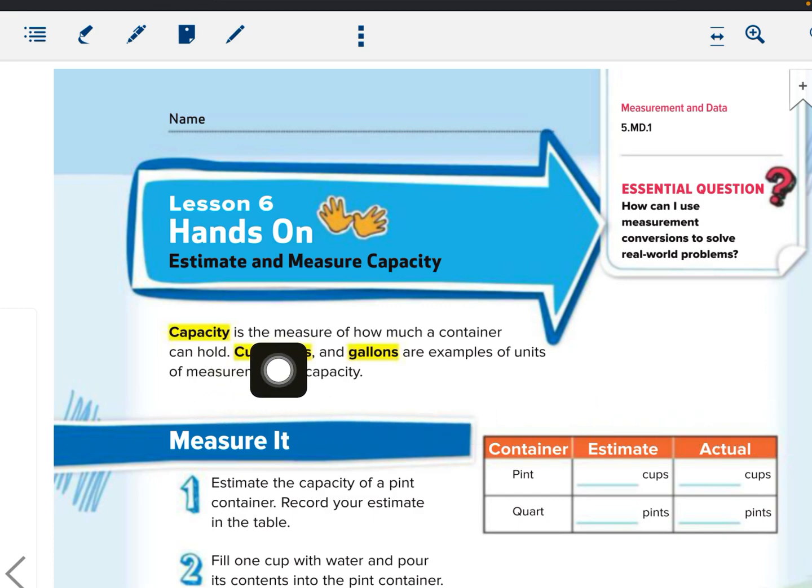Now, when you hear the word capacity, it is the measure of how much a container can hold. And these are the units. Cups, pints, and gallons are examples of units of measurement for capacity. So I need you guys to understand that the G poster that's up on the wall is a handy reference. Also, there is a video on your Canvas page that goes over the G poster too that you should probably learn how to draw for the end of the year testing.